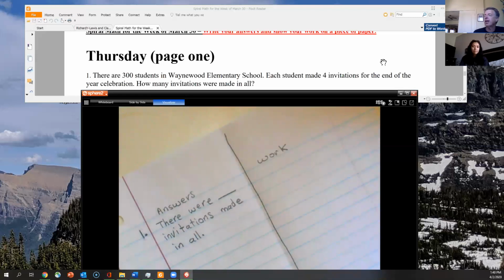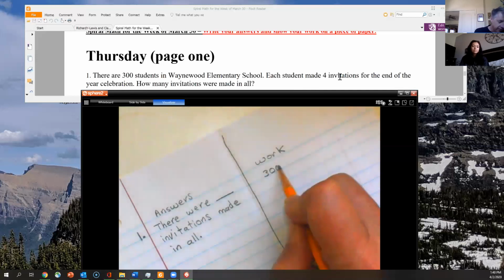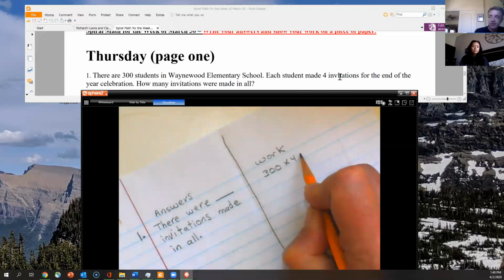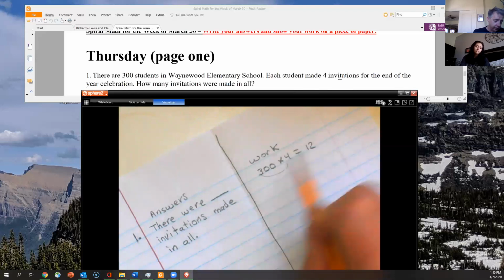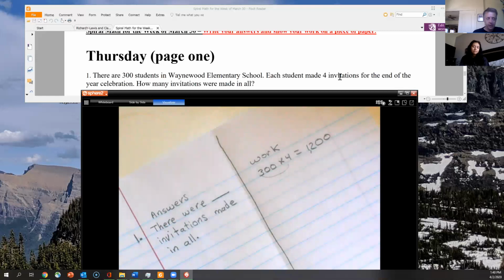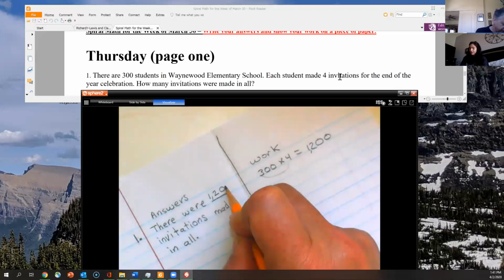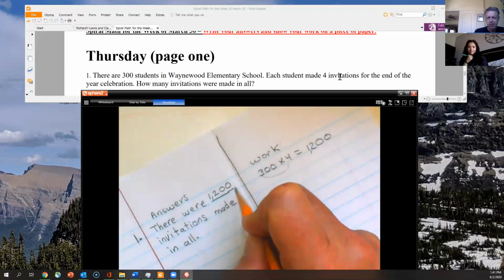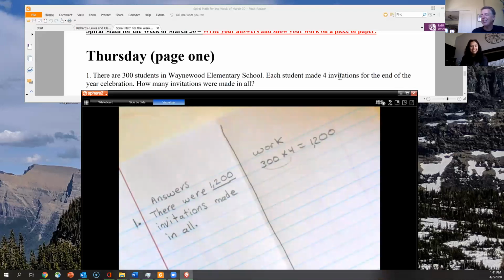Now, as I read through this, it looks like I'm just going to be doing some real basic multiplication. There are 300 students. Each one of them made 4 invitations, so my work's just going to be 300 multiplied by 4. And that's actually something I can even do mentally. 3 times 4 is 12. Add 2 zeros. Add my comma. I've got 1,200 invitations. Ms. Garcia, was that what you got too? Yep, that's what I got. Okay, good. I'm making some mistakes a couple times, so I want to double check to make sure that I got it all correct. All right, do you want to go to number 2, Ms. Garcia?